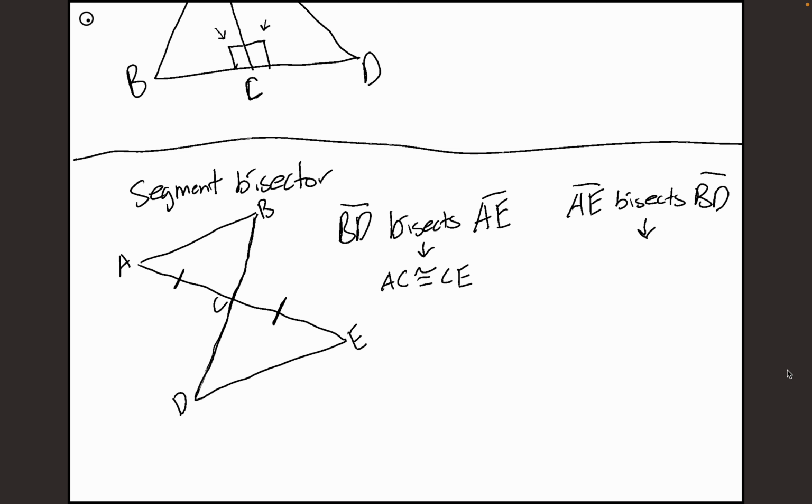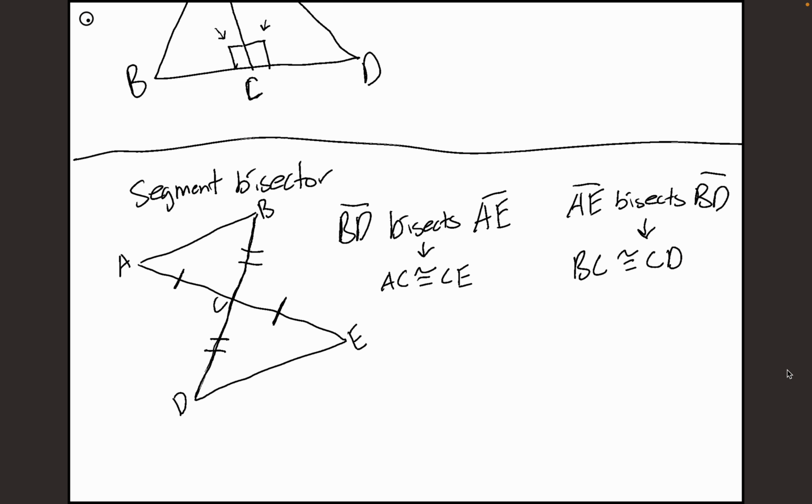What would that do? If AE bisects BD, then CD is congruent to BC. And do we see that? Okay. That's what a segment bisector is.